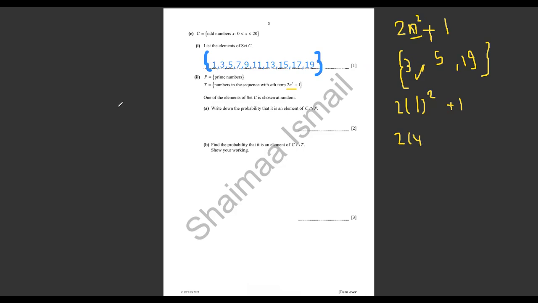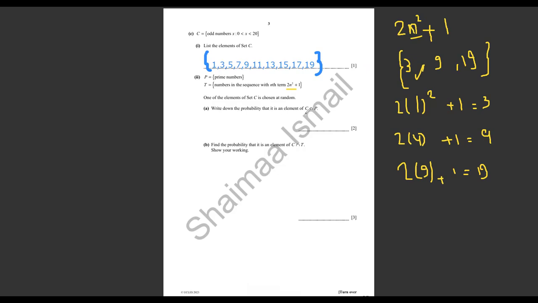Here, if it's 2 squared, it will be 4. So 2 multiplied by 4 plus 1 equals 9. Yeah, so this would be 9. And 2 multiplied by 9, which is 3 squared, plus 1 equals 19. And this is the 3.